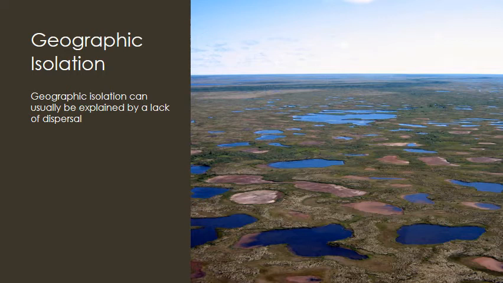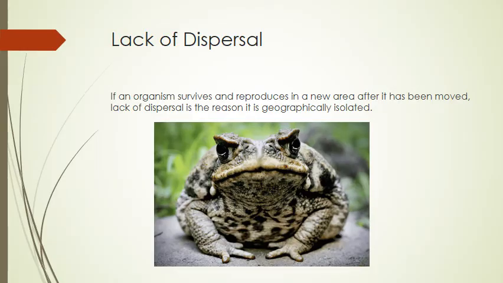So when there's no dispersal, you have isolation. But here's the deal. If you're able to take an organism out of that isolated region, bring them into a new area, and they're able to survive and reproduce, the lack of dispersion was definitely the reason it was geographically isolated. It means that it can survive elsewhere. Those organisms that can't survive elsewhere, you pull it out of one place and you drop it in another and it dies, there's something else aside from lack of dispersion in effect.